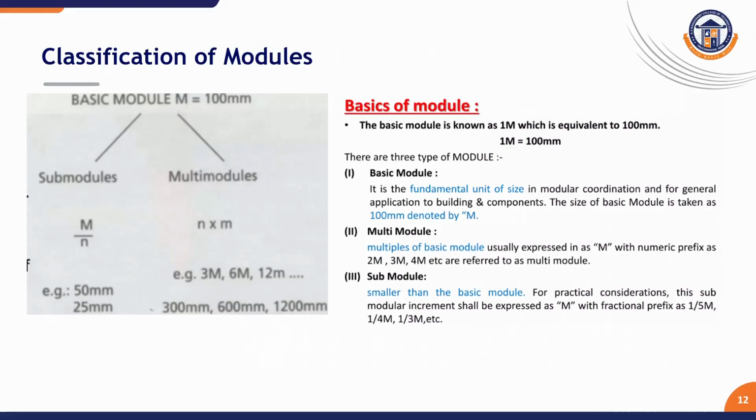The basic module is the fundamental unit of size in modular coordination, applied in general to buildings and components. The size of the basic module is taken as 100 mm, denoted by M. In multi-modules, the multiples of basic modules are usually expressed in terms of M with numerics as 2M, 3M, 4M. Whereas the submodules are smaller than the basic modules. For practical considerations, this submodular increment is expressed in terms of M as 1/4 of M, 1/3 of M, or 1/5 of M.